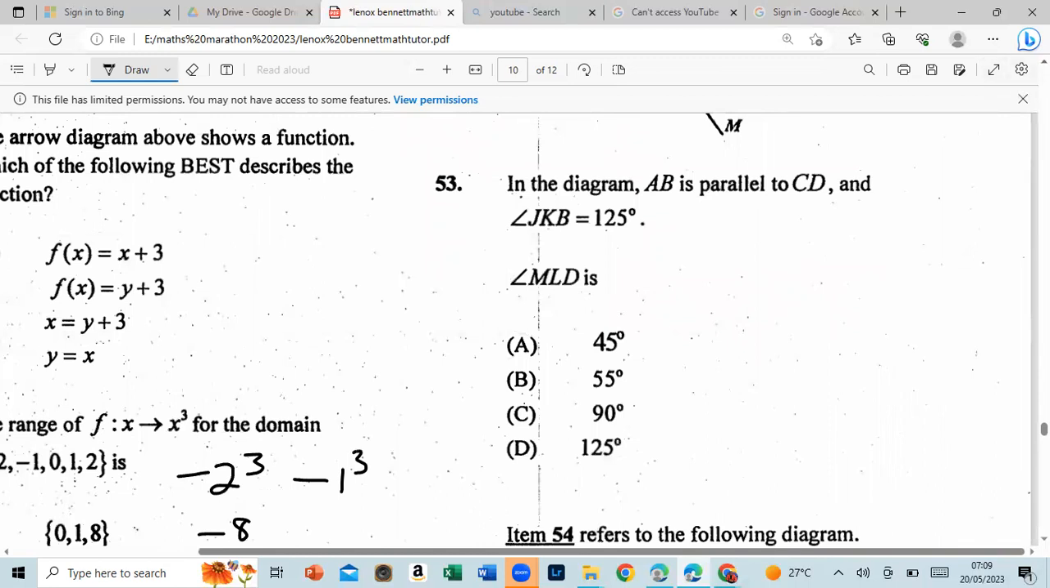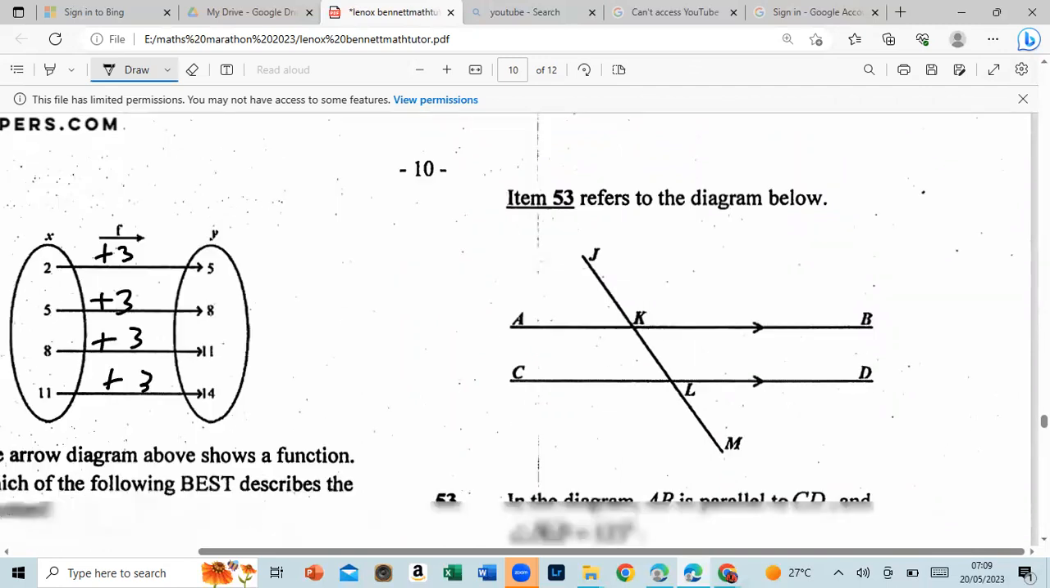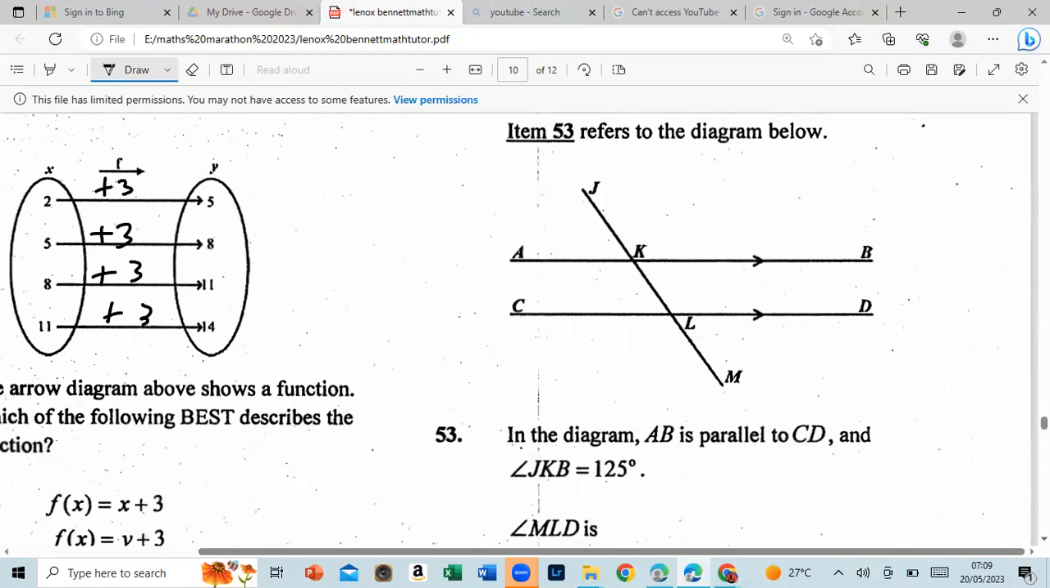Item 53, triple diagram below. Alright, so there we have it. In the diagram, they tell us AB is parallel to CD. Also, they indicate with the arrow to show that it's parallel. They never meet. Alright, same distance between them.